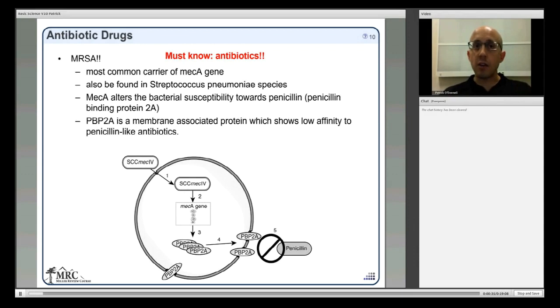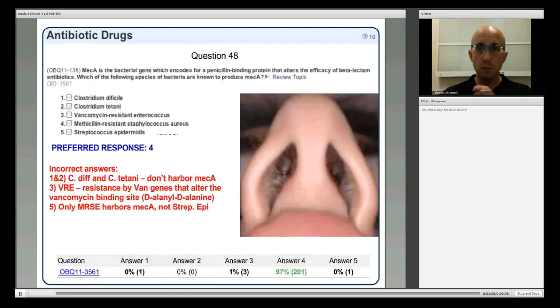What MecA does is it alters the bacterial susceptibility towards penicillin by forming this penicillin-binding protein. The penicillin-binding protein is a membrane-associated protein which shows low affinity to penicillin-like antibiotics. A small little nugget of information that might help is that this MecA is expressed on a plasmid. So a plasmid is DNA in a short sequence, usually some type of a ring or the like, different from the bacterial genome, that can be transferred from one bacteria to another.